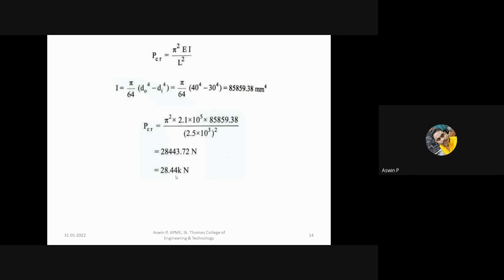Please write it yourself. Don't copy the slide. I am showing it for your reference. You need to submit your notebook after coming to college. I will check your notebook.